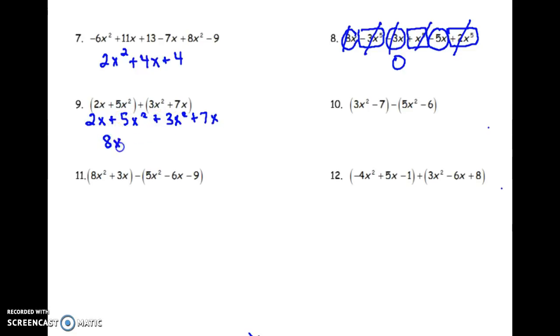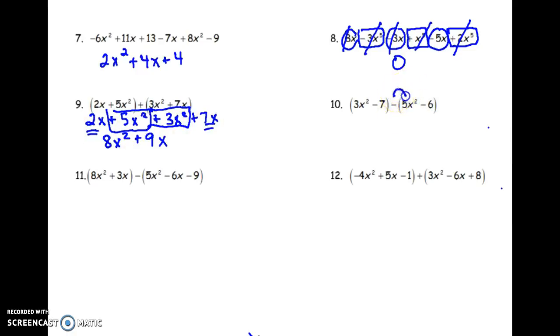That's going to be 8x squared. And then we've got a 2x and a 7x, so we get 9x. Okay, so we combined the 5x squared and the 3x squared and got our 8x squared, and then the 2x and the 7x. Okay, all right, so here we've got subtraction.